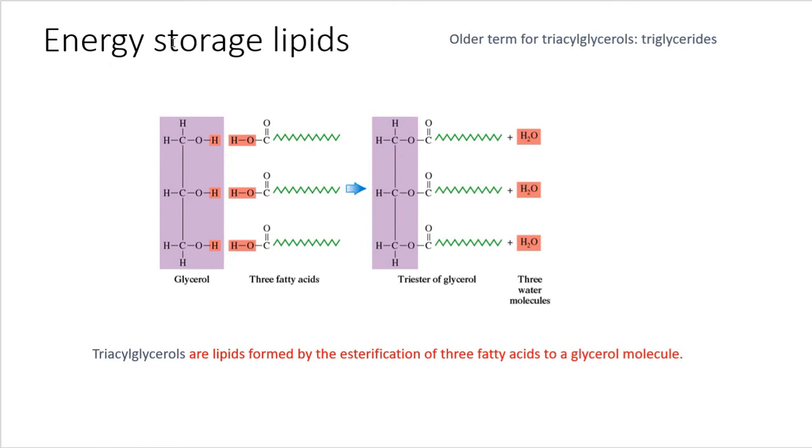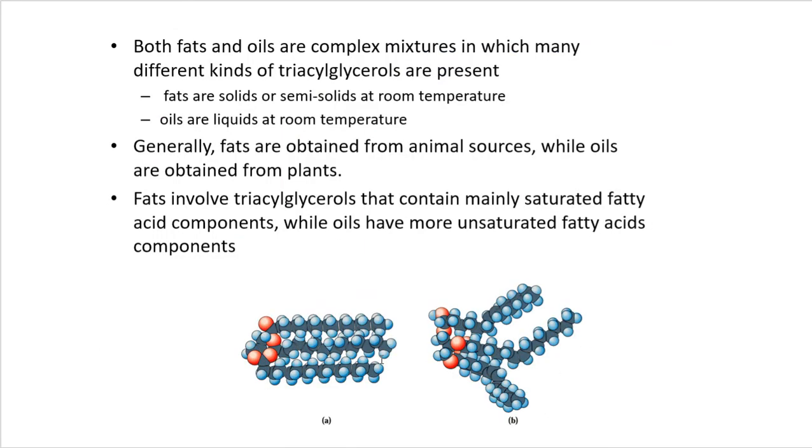In the group of energy storage lipids, we have the triglycerides. The older term was triglycerols. They are made of a glycerol that is a polyalcohol and 3 fatty acids that are joined making esters. The triglycerols then are lipids formed by esterification of 3 fatty acids and a glycerol molecule.